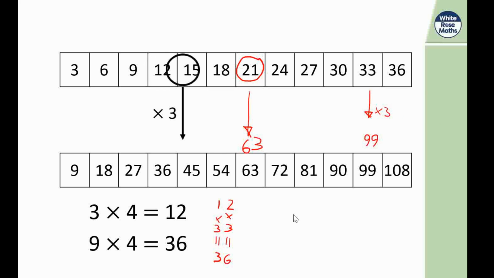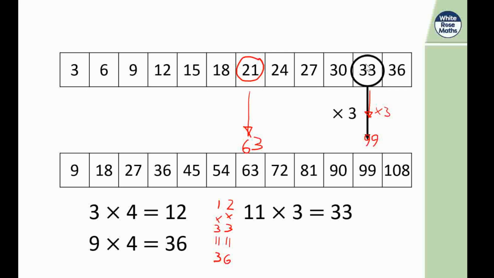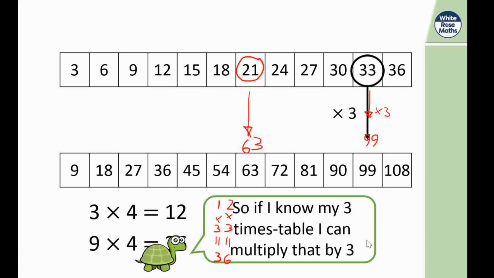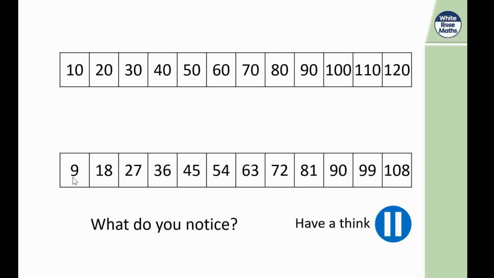Now they're doing that example. 11 times 3, this is 11 times 3. 11 times 9 is 99. 3 times 3 is 9. So if I know my 3 times table, I can multiply that by 3. It's a very, very long way of getting to your 9 times table, but it's true. So, counting up in tens, but this one is still the 9 times table.